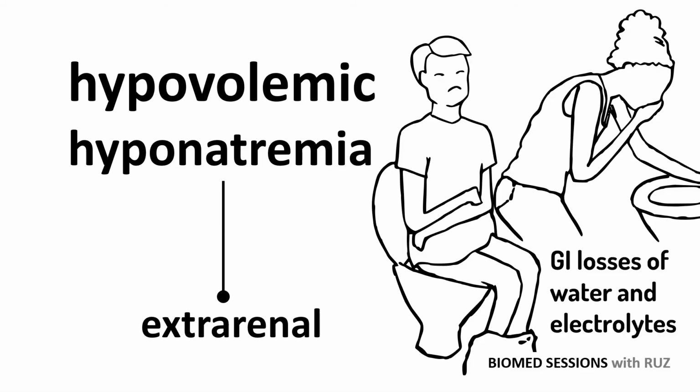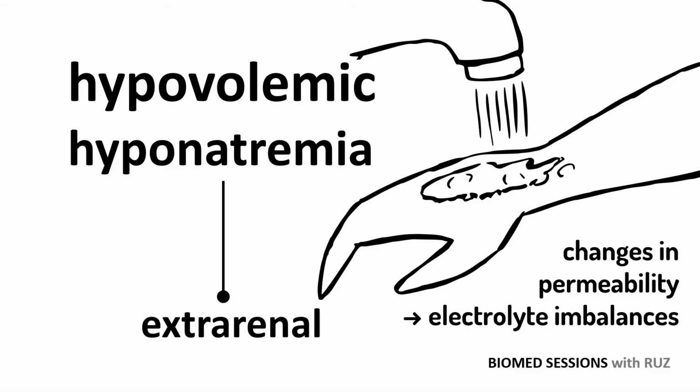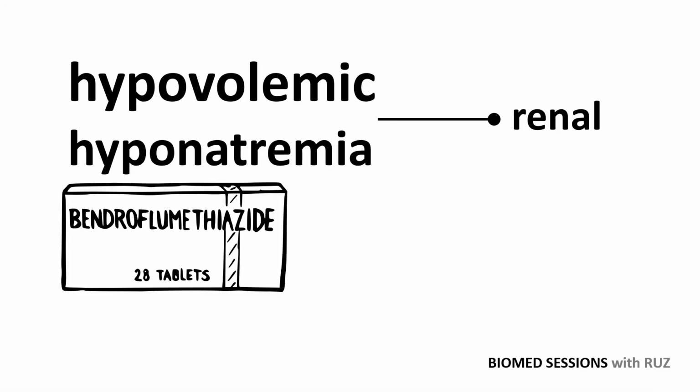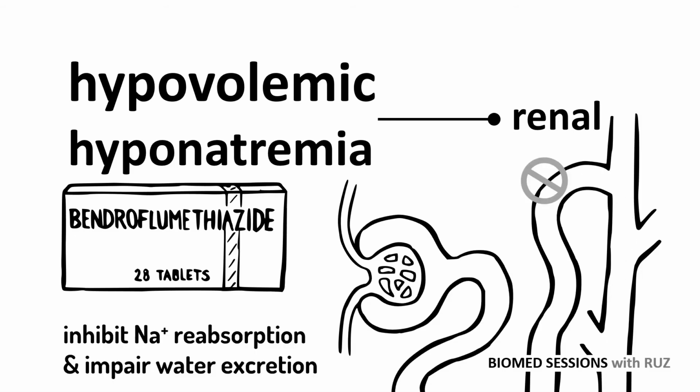including sodium, and burns, whereby thermal injury leads to a widespread inflammatory response and subsequent changes to cell and blood vessel permeability, causing fluid shifts and electrolyte imbalances. A very common renal cause of hyponatremia is thiazide use. Thiazide diuretics are thought to cause hyponatremia through a number of mechanisms, which include inhibiting reabsorption of sodium and impairment of water excretion from the kidneys.